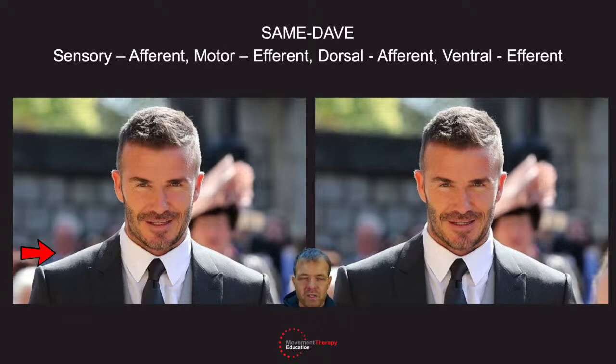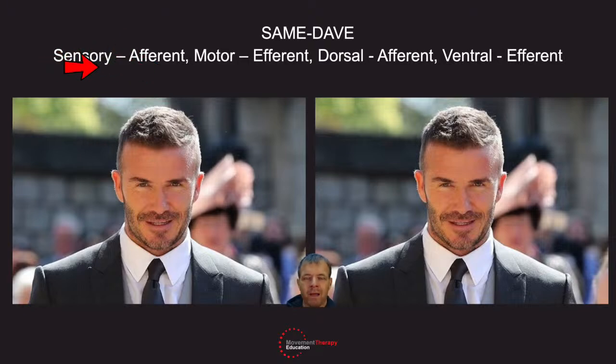So why have I got Dave? This is a way. Sometimes you'll hear people say afferent and efferent. Sometimes it will be sensory and motor, and they mean exactly the same thing. And it's one of those things in anatomy where you just have to learn it. So the way to remember it is something called same Dave. Okay, so we've got two Daves, they're the same. So sensory is afferent. Okay, so they both mean the same thing.